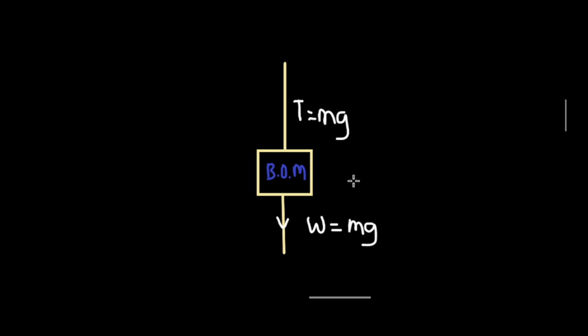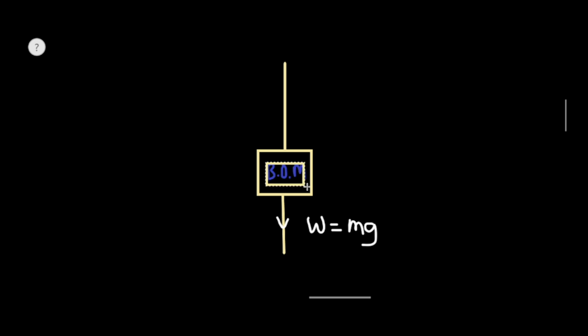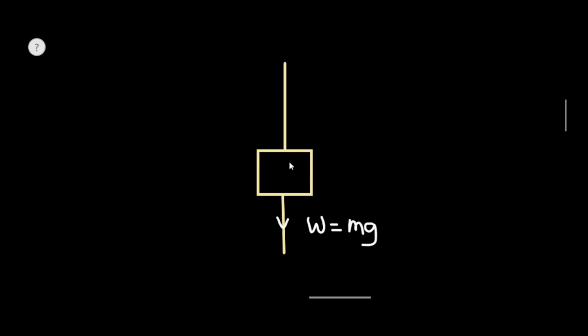So let's say we had something else. Let's say this was not a block of mass, but an elevator. We know that the main essence of an elevator is to lift people up and down. So let's say the elevator was going up. Now, how will the elevator go up?